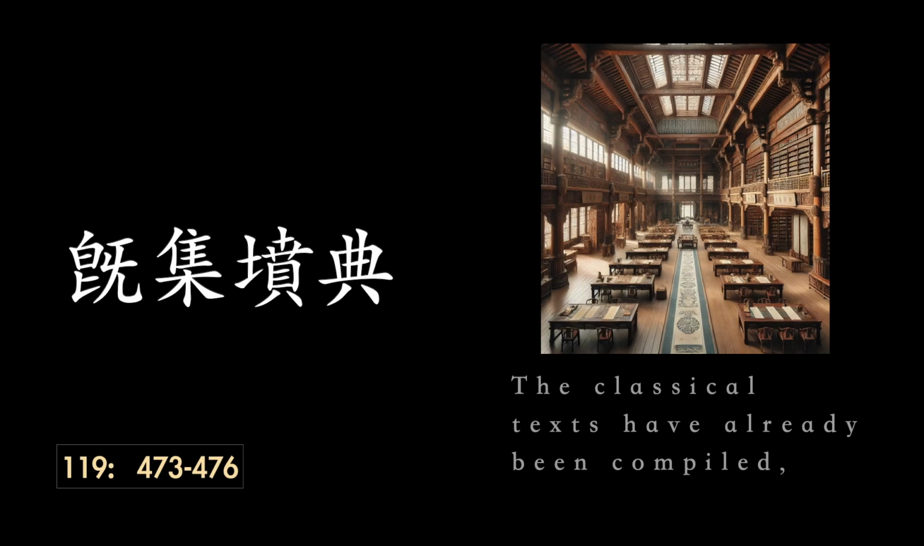Let's look at line 119. I'll offer an English translation character by character. Already, collect, gather, grave, law, canon. Together they can be translated as the classical texts have already been compiled.